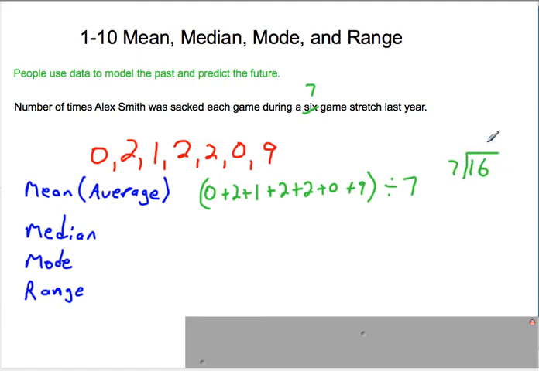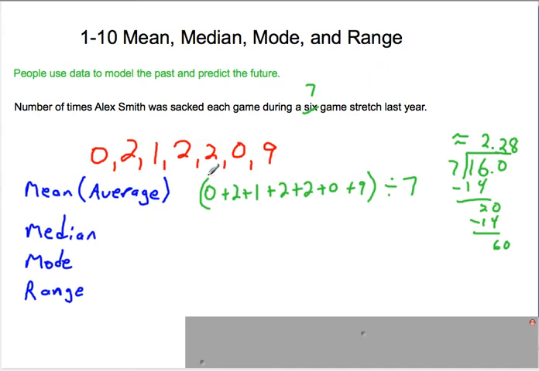And that's going to be 2 point something. So that goes in twice again. So 2.2, and then 60. That goes in about 8 times. And we'll just stop there for now. So the average, we can say, is about 2.28 times per game, so a little more than twice a game.